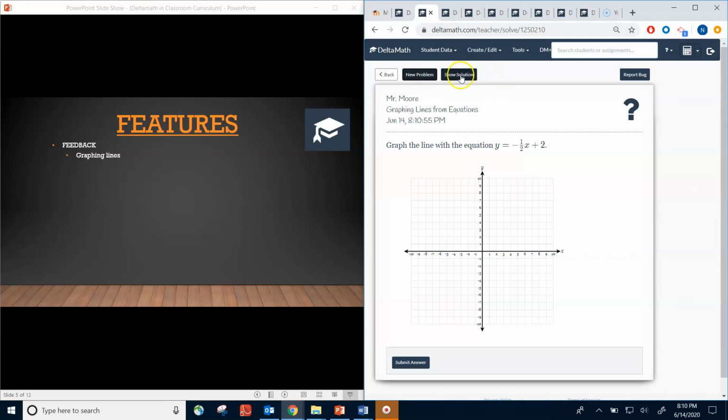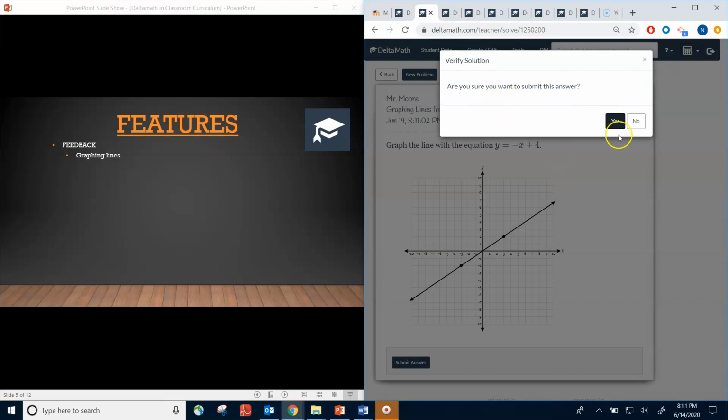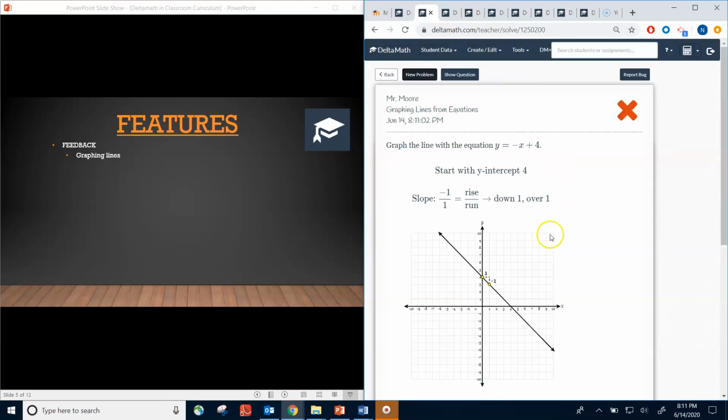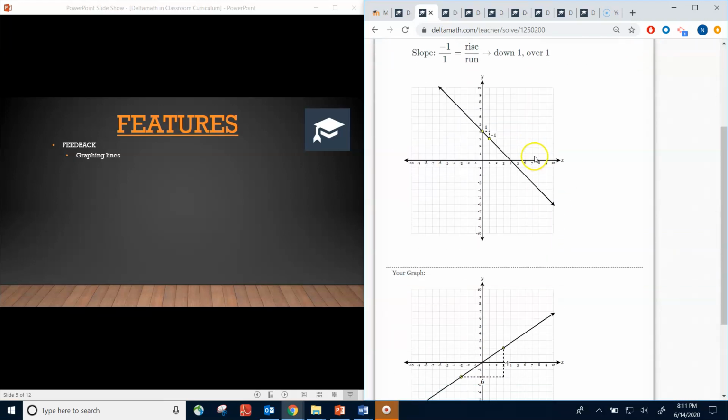And if you'd like it to show you a solution, you can just hit show solution. So I'm going to hit new problem and get one that I like. All right, let's try this one. Now, it wants me to graph this line of y equals negative x plus 4. Well, it requires me to click in two different spots to graph that line. And so if I submit my answer, it'll ask me if I'm sure, I can hit yes. And what it'll do is show me exactly what I did right and what I did wrong.